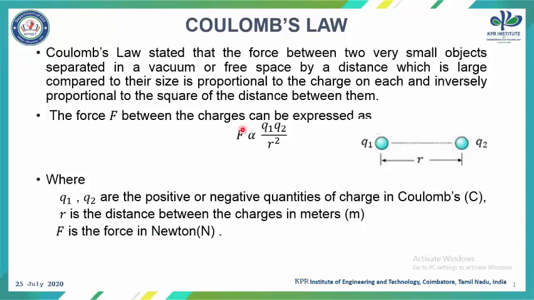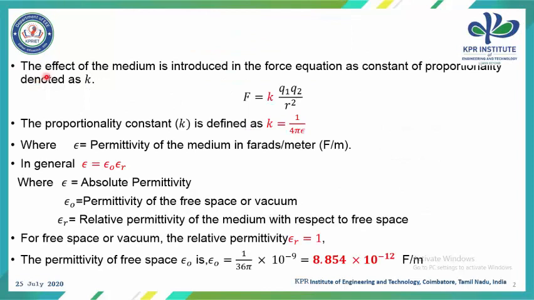Now, we want to omit this proportionality. So, the effect of the medium is introduced in this force equation as a constant of proportionality denoted as K. Here F is equal to K into Q1 into Q2 divided by R squared. Here the proportionality constant K is defined as K equal to 1 divided by 4 pi epsilon.